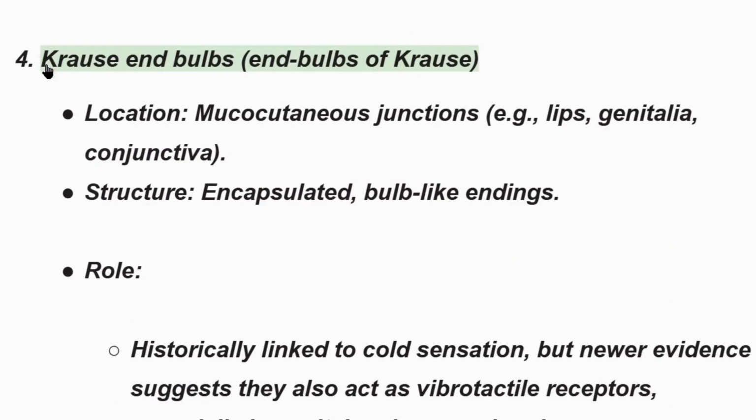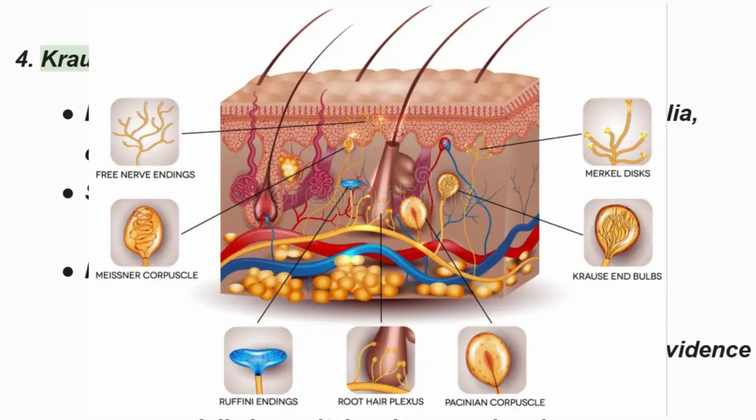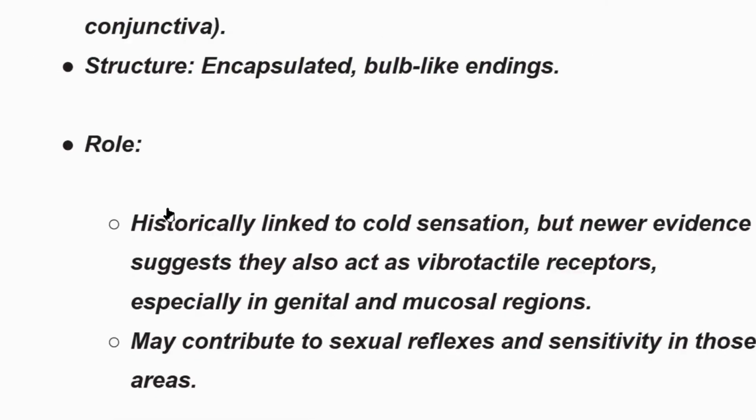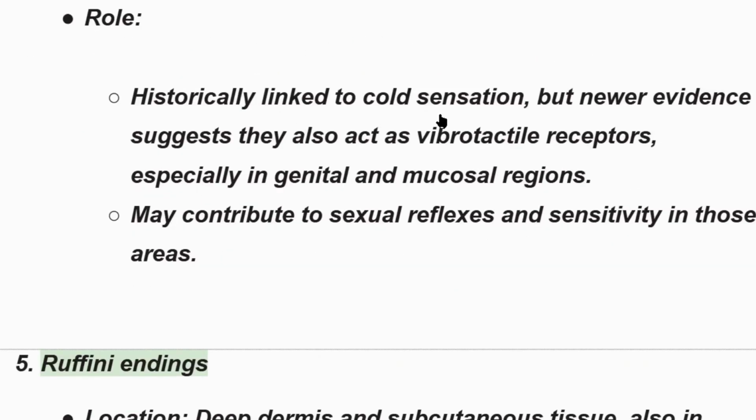In the fourth line we have Krause end bulbs. The location of Krause end bulbs is mucocutaneous junctions, for example lips, genitalia, and conjunctiva. The structure of Krause end bulbs is that they are encapsulated bulb-like endings, and the role of them is historically linked to cold sensation, but new evidence suggests they also act as vibration receptors, especially in genital and mucosal regions, and may contribute to sexual reflexes and sensitivity in those areas.